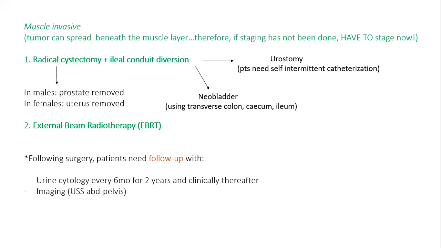So again, the patient will actually have a bladder even though the bladder is removed. Okay, so that's a neobladder, one of the two options. So it's always good to mention the complete name, radical cystectomy with ileal conduit diversion. Okay, that's the surgery part.